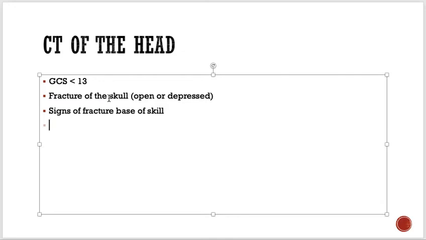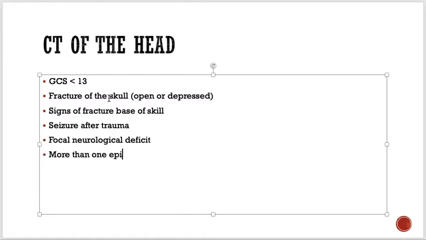Or it could be raccoon eyes, or battle sign, so things like this. Okay, anyone who has a seizure after trauma. Anyone who has any focal neurological deficit. So these things, and anyone who has more than one episode of vomiting. Okay, whatever I'm talking about is after trauma.